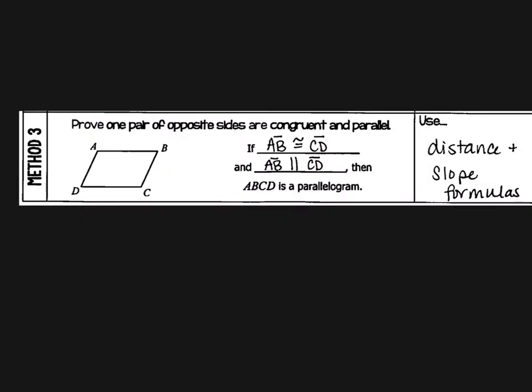Move on. Our third method is to show that one pair, not both pairs, of opposite sides are congruent and parallel. So when we look at this, we're just saying, hey, AB and DC are congruent and they're parallel. In the other two methods, they were either both congruent or both parallel, opposite sides. This one, if you pay close attention here, uses the same opposite sides for both congruency and a parallel relationship. So for this, we're going to use the distance and the slope formula. Let's put it into action.